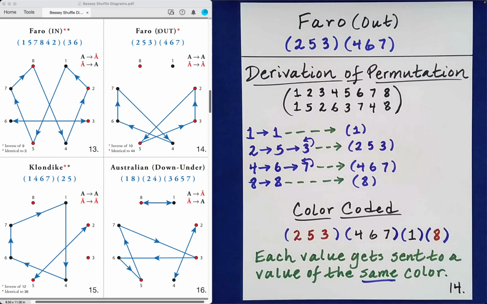And let's go ahead and just show you how the Bessey Shuffle diagram was constructed. So if we use the information in our cycle notation of the permutation, we see that 2 goes to 5, 5 goes to 3, and then 3 goes to 2. So let's go down to the graph here. So 2's over here. So 2 is sent down here to 5. 5 is sent back up to 3. And then 3 is sent straight up to 2. And that completes that 3 cycle. So we say that the values 2, 3, 5 are in the same orbit.